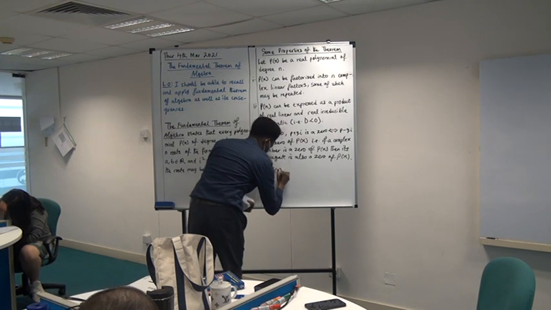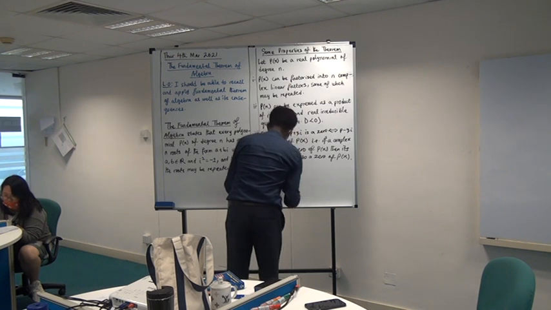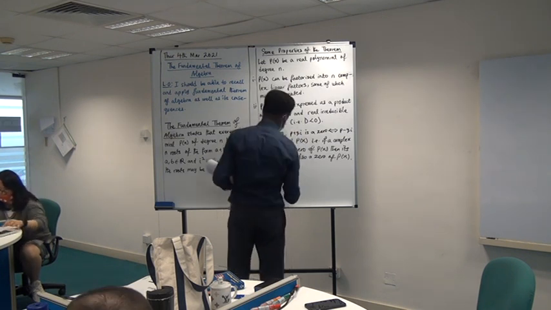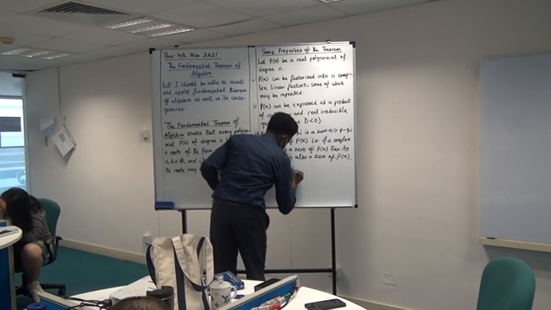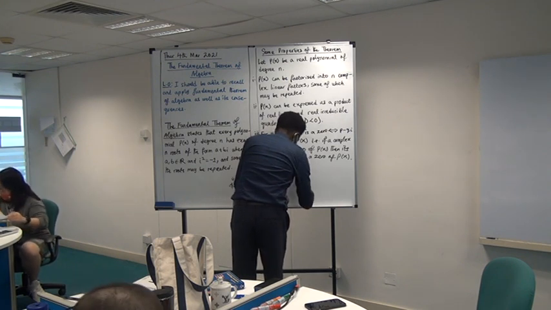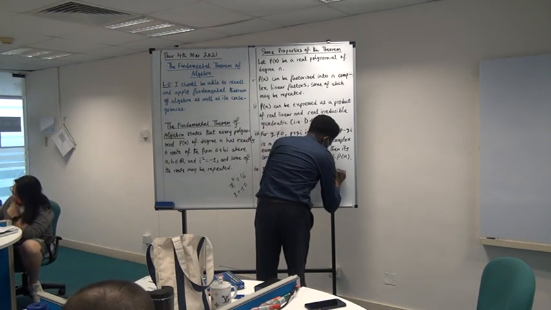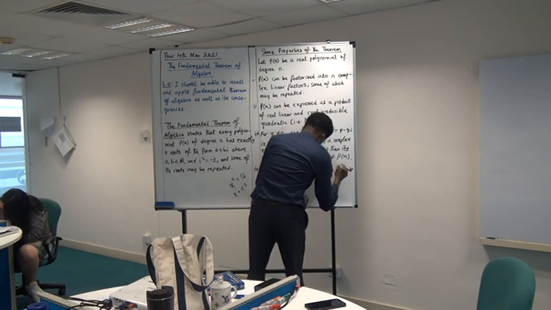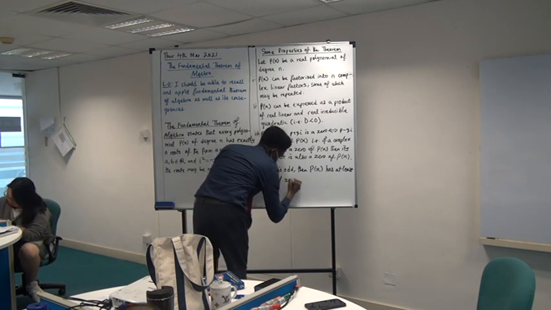If p of x has odd degree, or should I say if n is odd, I just say if n is odd, then p of x has at least one real zero.